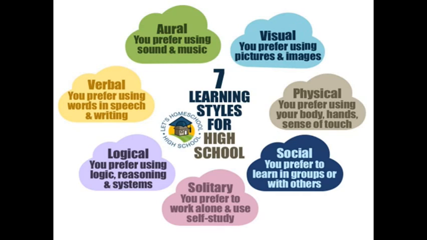Next, here are 7 learning styles for high school. They are oral. You prefer using sound and music. Visual, you prefer using pictures and images. Physical, you prefer using your body, hands, sense of touch. Next is social. You prefer to learn in groups or with others. Next is solitary. You prefer to work alone, to use self-study. Logical, you prefer using logic, reasoning, and systems. Verbal, you prefer using words in speech and writing.